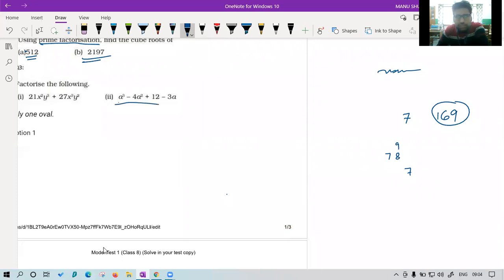Now see the second part. We have a cube minus 4a. Okay, Abhinav, we got the answer. Fine. Plus 12 minus 3a. So first we will write it in the descending order. The first way is to always write the given expression in descending order. So we will have a power 3 minus 4a square minus 3a plus 12.